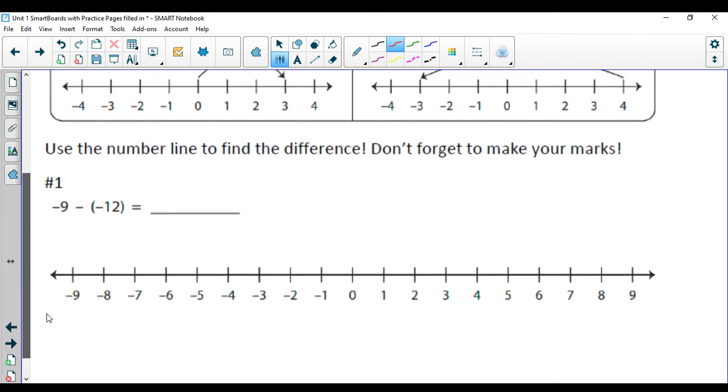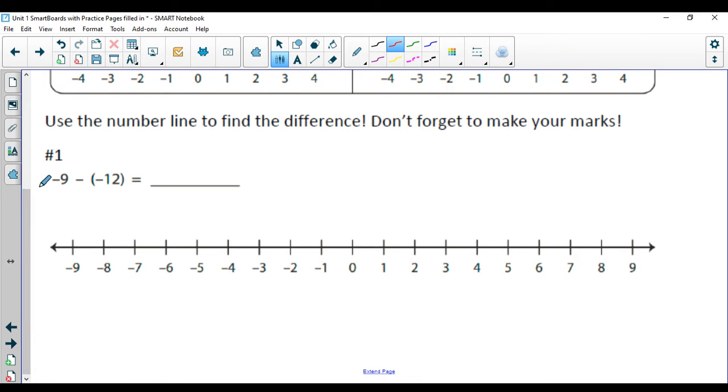So in the first examples, we are going to go ahead and make our marks here. Negative 9 stays, minus a negative 12 turns into a big old plus sign. So we're going to start at negative 9 and move 12 to the right. 1, 2, 3, 4, 5, 6, 7, 8, 9, 10, 11, and 12. So that's going to give us a positive 3 for our answer.